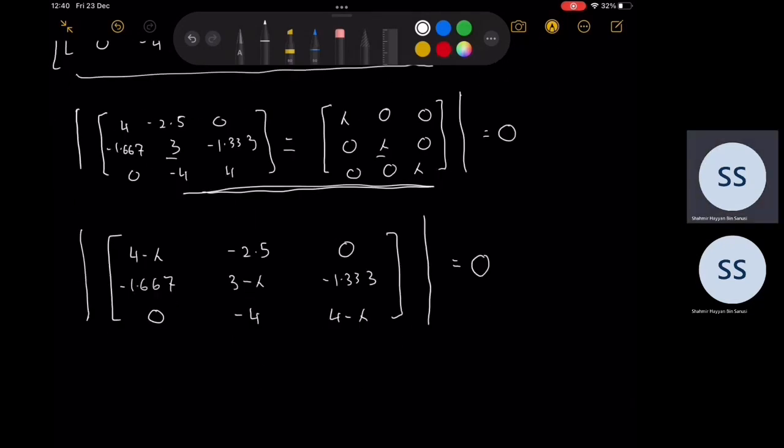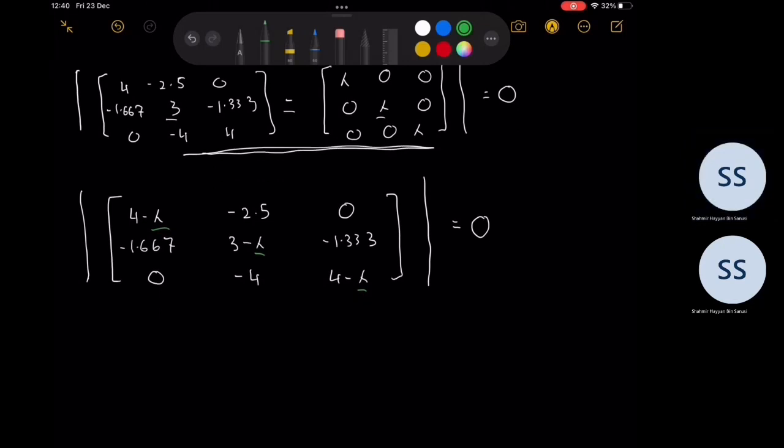So how do we obtain the value of lambda? In 2 degrees of freedom, we used Cramer's rule to get the determinant. But for 3 degrees of freedom, we need to use Sarrus's rule. You can Google how to use Sarrus's rule.